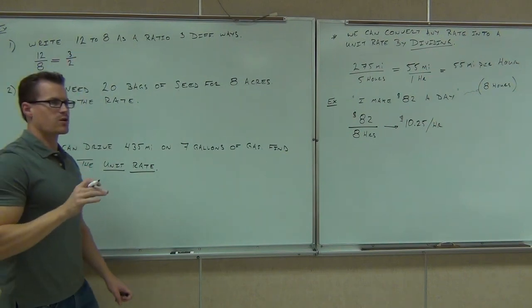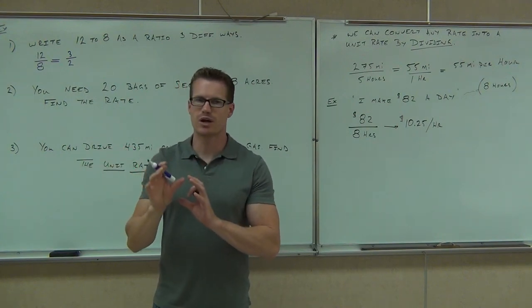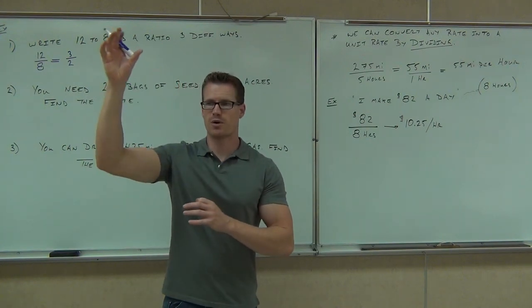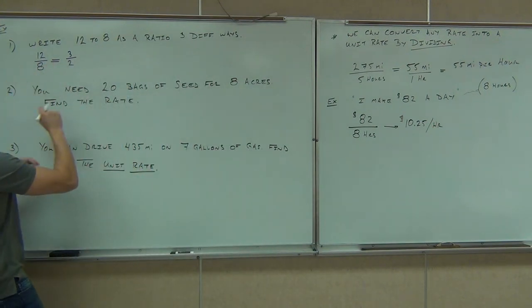So the first way you can write a ratio is 3 to 2. If you have something in the ratio of 12 to 8, it's the same ratio as 3 to 2. For every 12 parts, you have 8 parts, or for every 3 parts, you have 2 parts. It's the most simple way you can write your ratio.